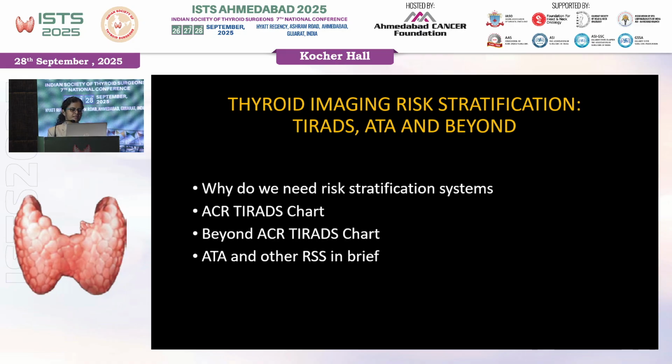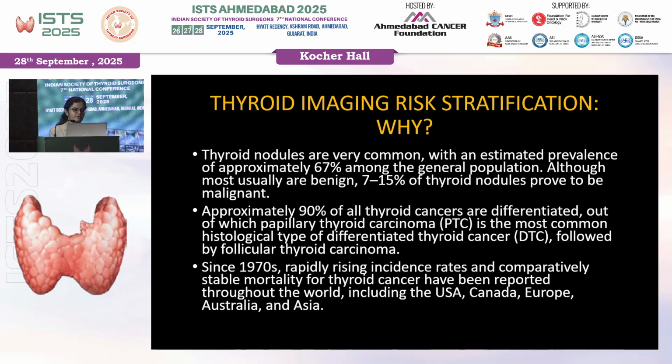So before we begin, it is important to know why we need this session. Thyroid nodules have a high prevalence in the general population, with approximately 67% of people having thyroid nodules, most of which are benign. But our emphasis is on picking up those 7 to 15% of nodules which are malignant. Though most of the malignant nodules tend to be differentiated and have a really good prognosis and overall survival.